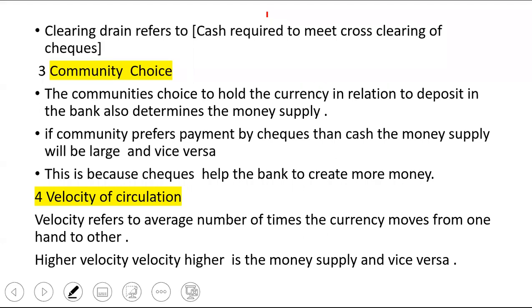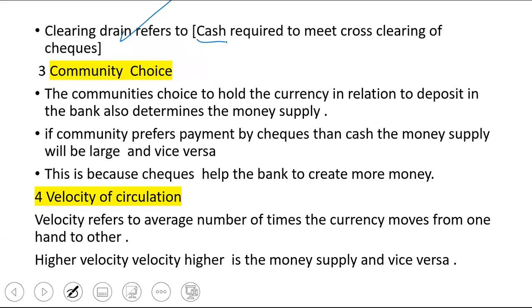Now, there were two drains you saw. One is the cash drain, which you saw. Second is the clearing drain. What do you mean by clearing drain? Clearing drain means the cash which is required to meet the clearing of checks.